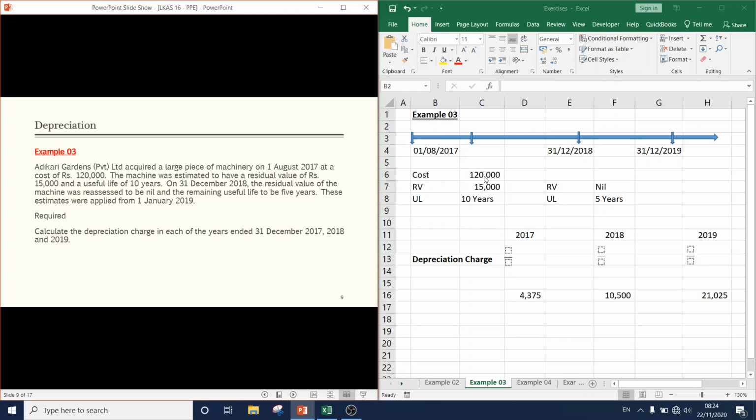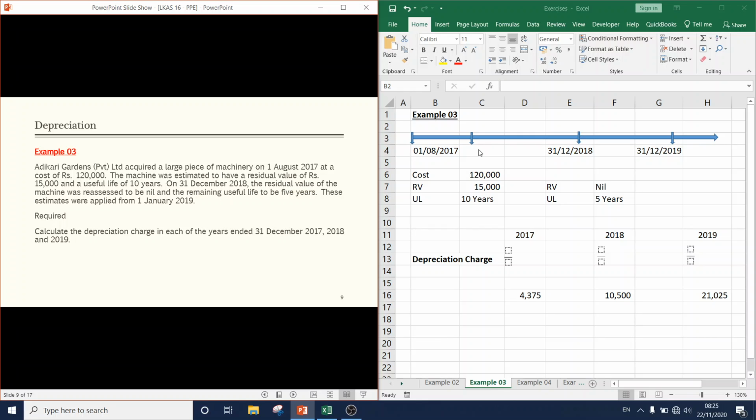Cost is 120,000. The machine was estimated to have a residual value of 15,000 rupees. This is the residual value, the estimate they have made. And a useful life of 10 years. Initial estimate: we can use this particular machine for 10 years.